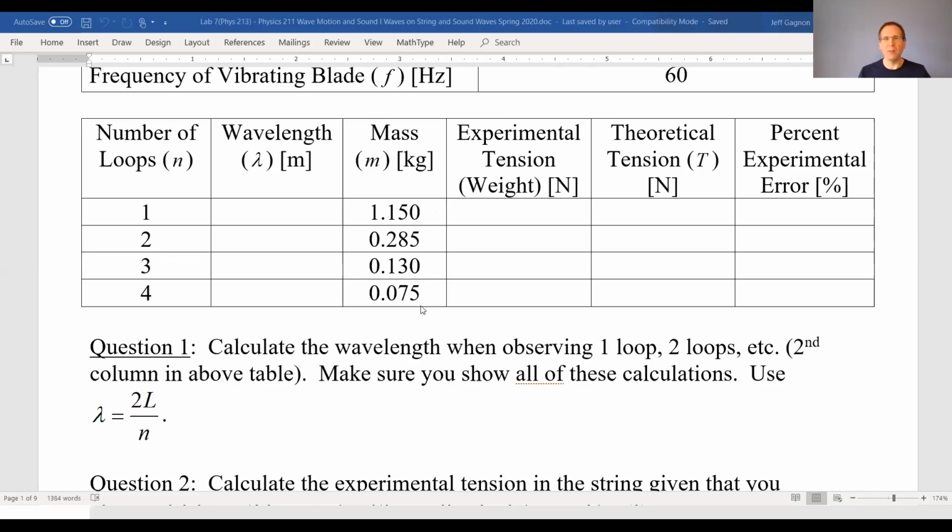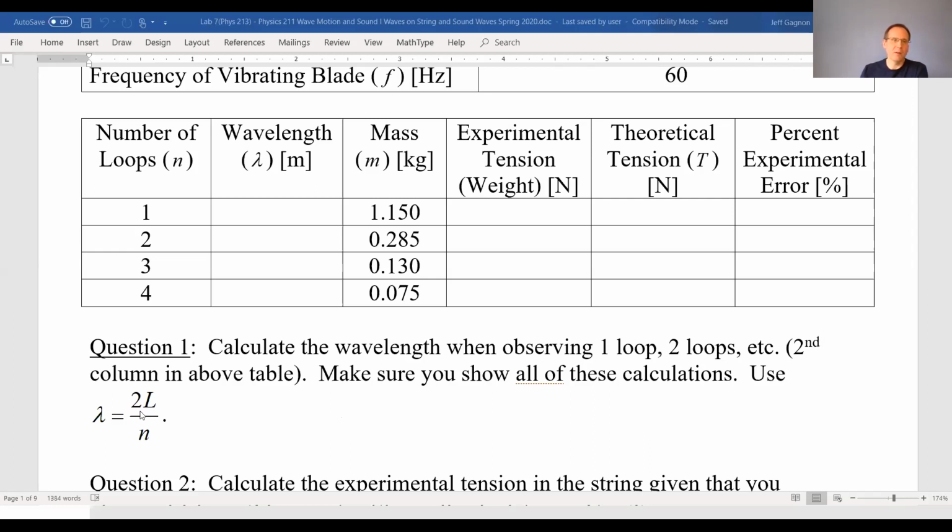The rest of it is going to be calculations, and that's going to involve the questions here. Your first question is to calculate the wavelength when observing 1 loop, 2 loops, etc. So basically you want to fill in the second column in the table. How do I find the wavelength? Remember, the wavelength is simply 2 times the length from the blade to the pulley, which is given as 1, divided by the number of loops that you're observing. Remember, n is always the number of loops that you're observing.